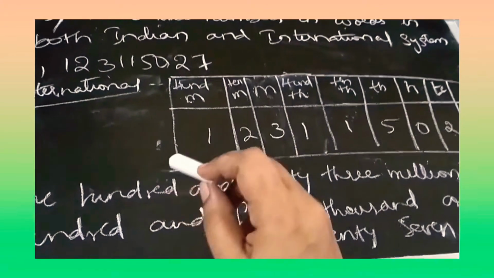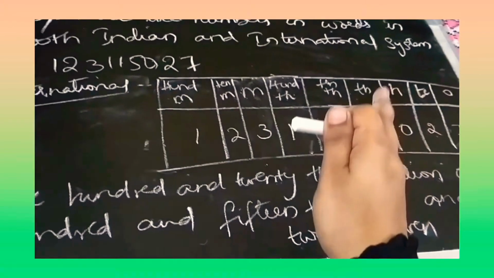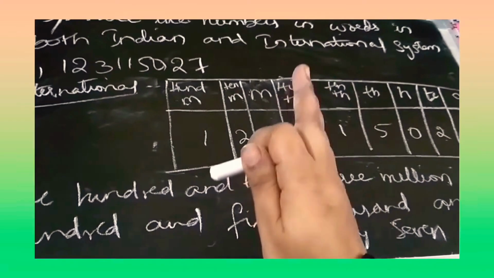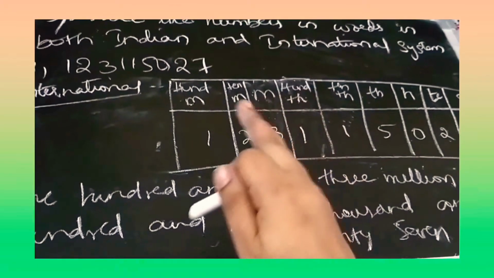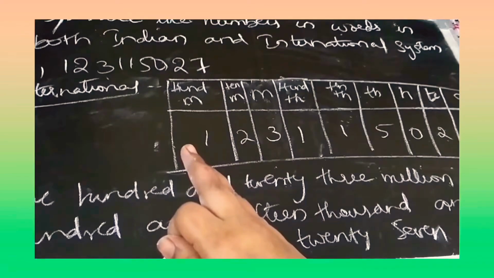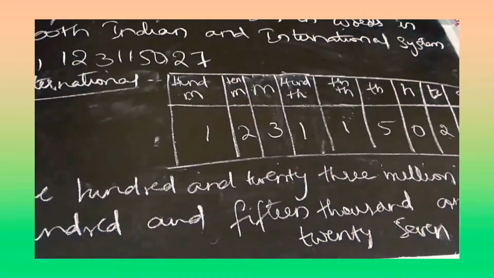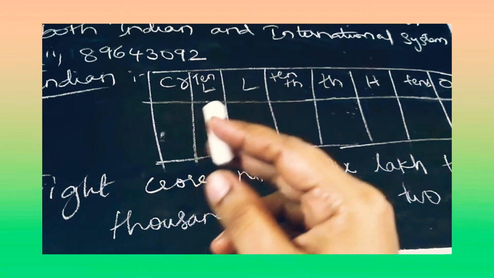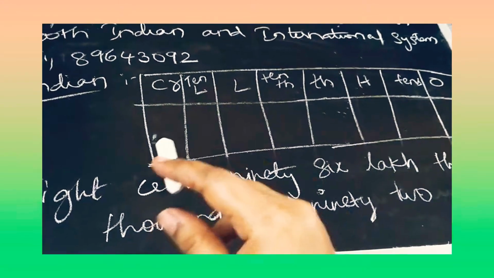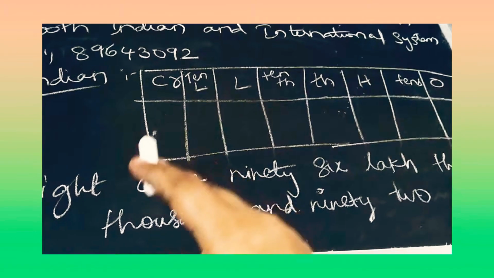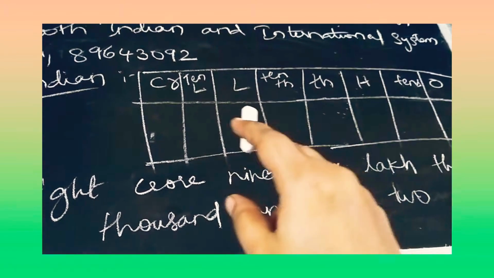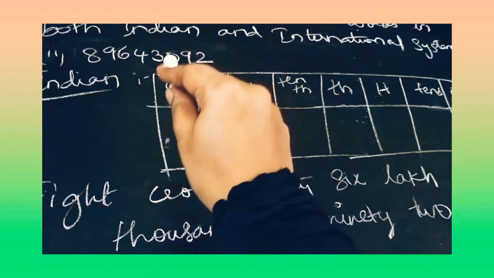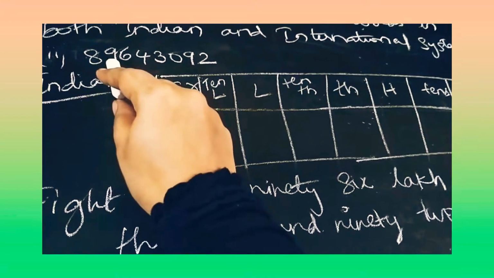Okay, so in the Indian system, what is there? Ones, tens, 100,000, 10,000, lakh. 100,000 is not there. Okay, lakh, 10 lakh, crore, 10 crore is there. Okay, now second one is 89643092 is given. So here I'm taking an Indian system table. Ones, tens, 100,000, 10,000, lakh, 10 lakh, crore.